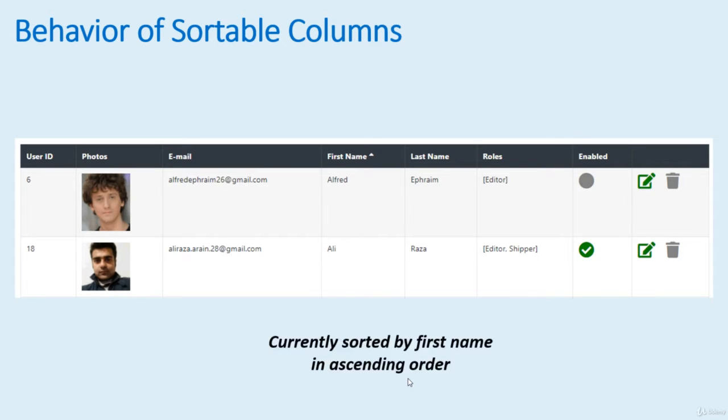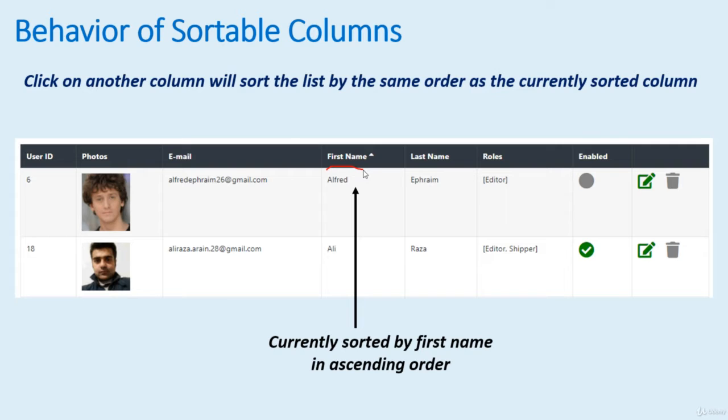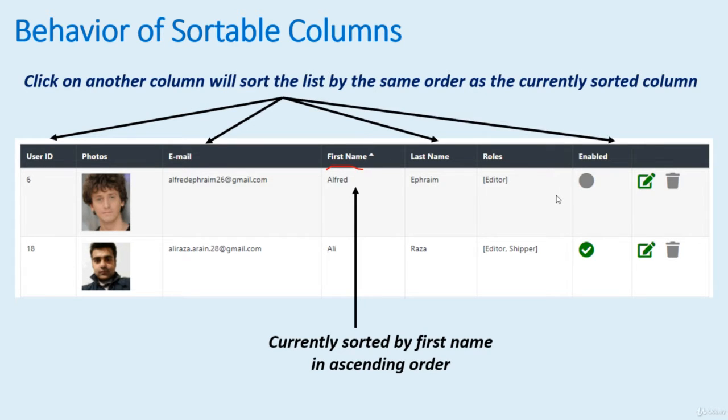If the user list is currently sorted by the first name column in ascending order, as you can see here, then click on another column. We sort the list by the same order as the currently sorted column. If we click the user ID column, the list will be sorted by user ID in ascending order. And the same for email column, last name, and enabled.